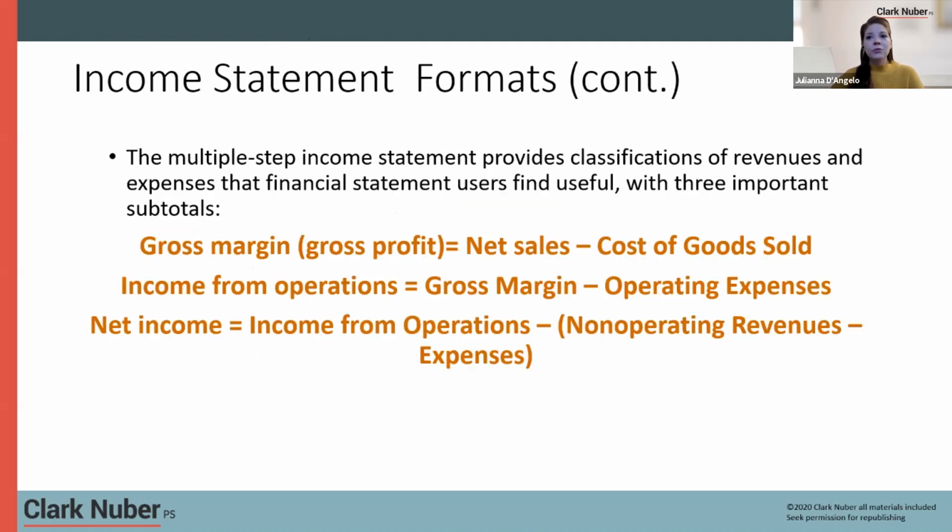Gross margin, which is net sales minus cost of goods sold. Income from operations, which is the gross margin less all those operating costs to keep your doors open. And net income, which is your income from operations minus all the expenses.